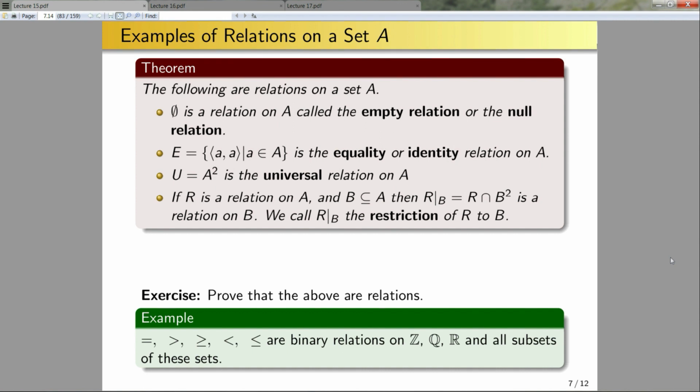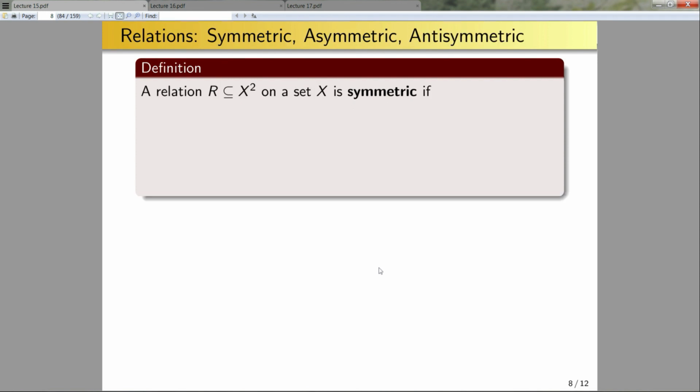Instead of talking about injectivity, surjectivity, or bijectivity, I'm going to talk about different types of properties. So let's jump in and give you a lot of definitions. A relation R, which is a subset of X², on a set X, is symmetric if for all x and y in X², (x, y) is an element of R if and only if (y, x) is an element of R.